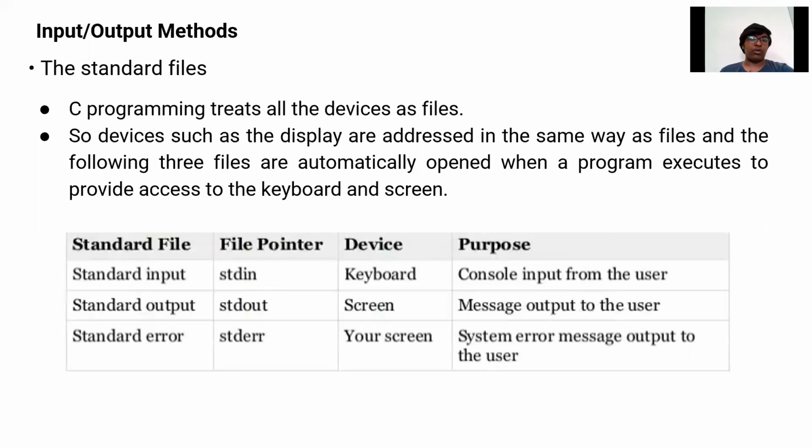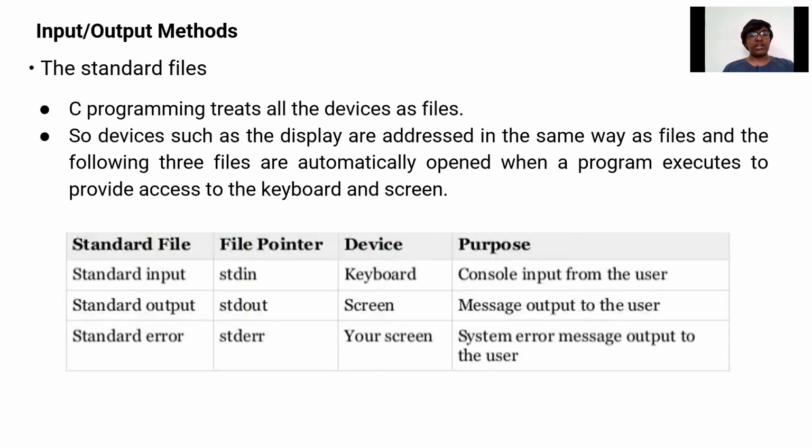Some of the input and output methods: the standard files. C programming treats all the devices as files. So devices such as the display are addressed in the same way as files, and the following three files are automatically opened when a program executes to provide access to the keyboard and screen.